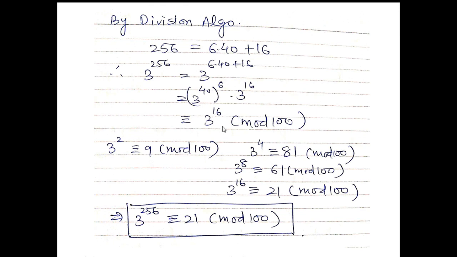Now we can easily find 3 to the power 16 by repeated squaring. So 3 to the power 16 is 21 modulo 100. Hence 3 to the power 256 is congruent to 21 modulo 100.